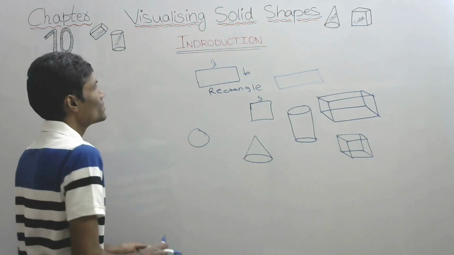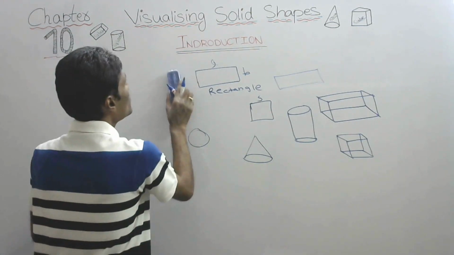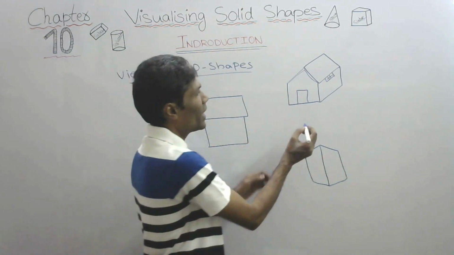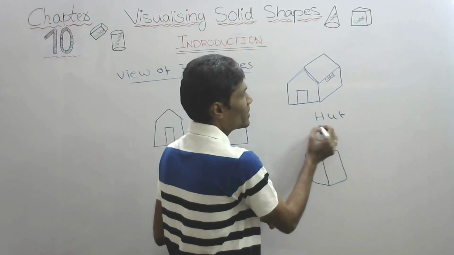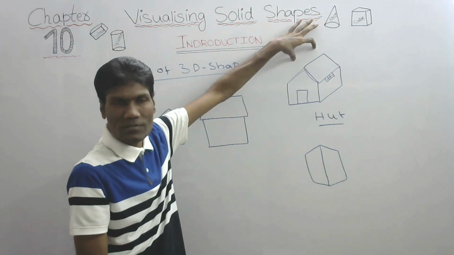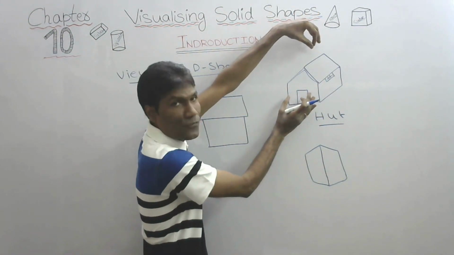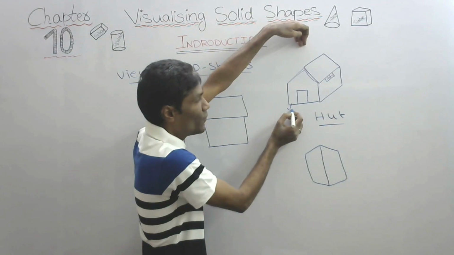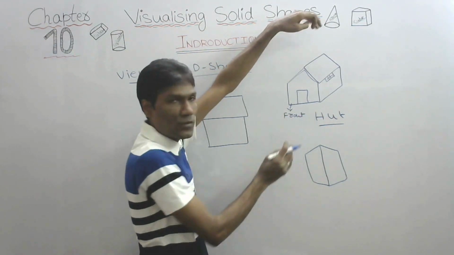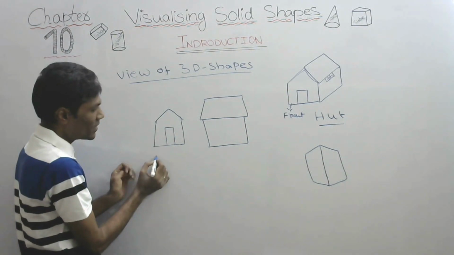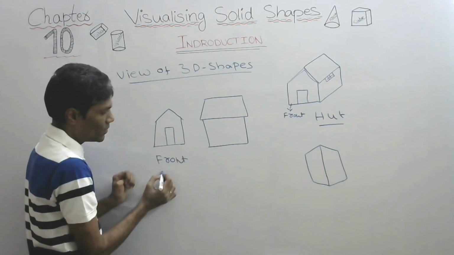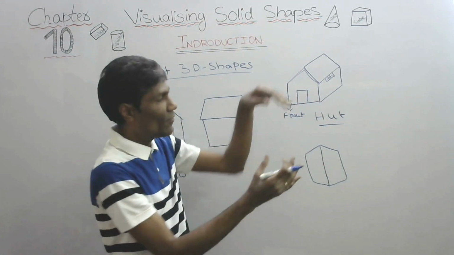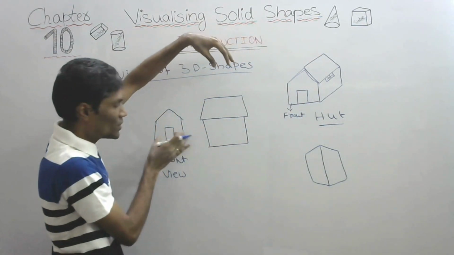Now, let us see. Take one 3D picture, say for example, a hut. This is a hut. So, consider this picture. Now, when we see from the front, we can see only this part. This is the front view. How does it look? It looks like this. From the front, when we see, it looks like this. So this is the front view.